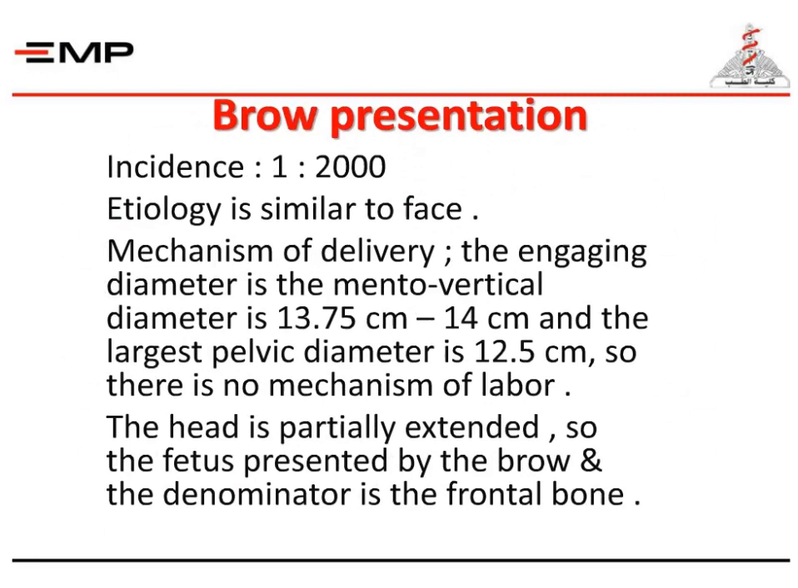Brow presentation: the incidence is very rare. It accounts for about 1 in every 2,000 deliveries. The etiology is exactly the same as the face. The mechanism of labor: there is no mechanism of labor actually. The engaging diameter is the mento-vertical diameter, which is 13.75 centimeters, and the largest pelvic diameter is 12.5 centimeters, so there is no mechanism of labor. The head is partially extended, so the fetus presents by the brow, and the denominator is the frontal bone.